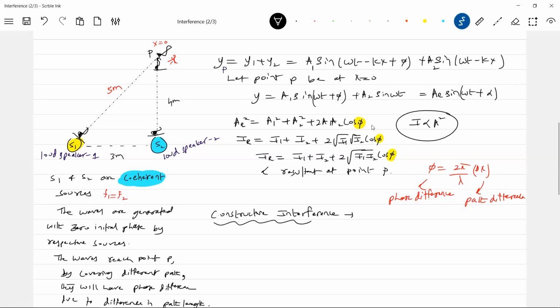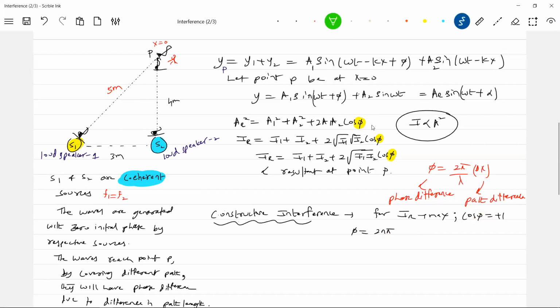Constructive interference, this one. For I_R to be maximum, what is the condition? Cos phi should be equal to +1. For cos phi to be +1, what should be the phase angle? Shall we write 2n pi? The phase angle should be equal to 2n pi. What is the value of n?